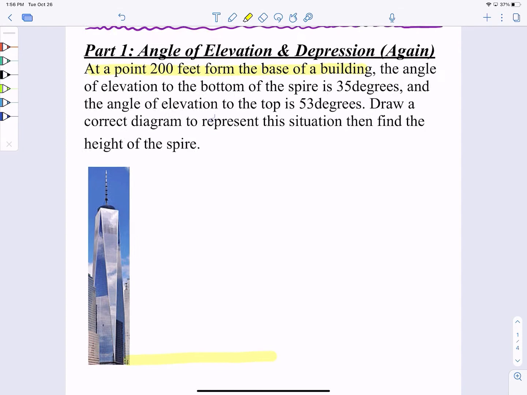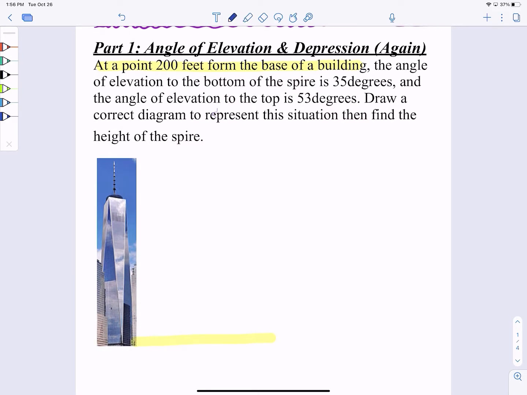Let's actually start labeling this, okay? 200 feet. You're standing 200 feet away. Don't think it's such a foreign problem, or don't even think that it's a math problem. 200 feet from the base of the building, the angle of elevation to the bottom of the spire. This is called the spire, and this spire has some length, right? That we need to find later, okay?